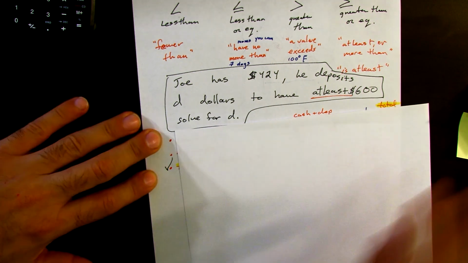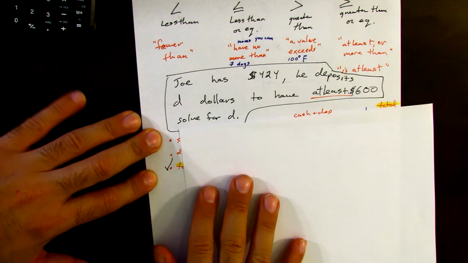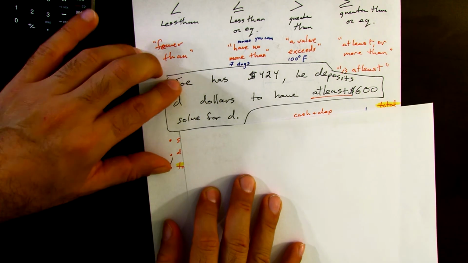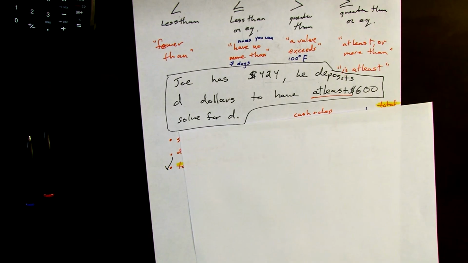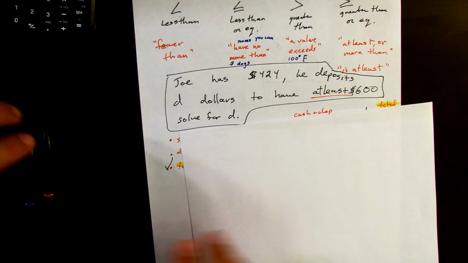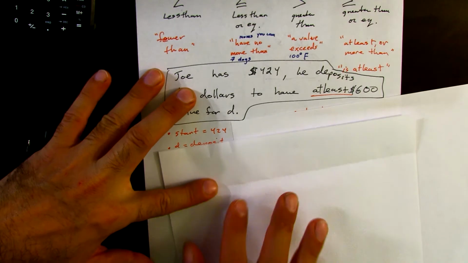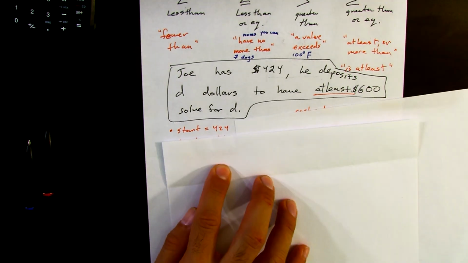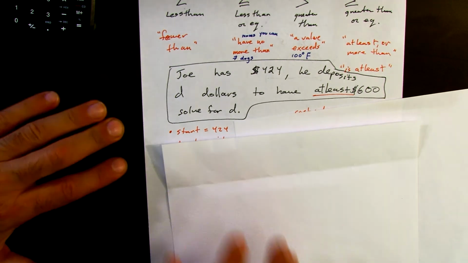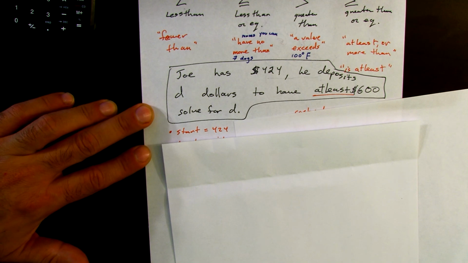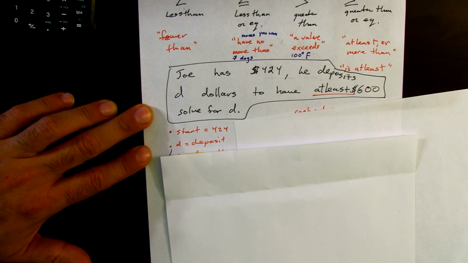All right, I'm going to start to input some of the info, and we'll see what we have. All right, Joe has $424, and that's going to be important information. So I'm going to move that over, right? Because I know I start with 424. I could have put a dollar sign there. That would have been more accurate. And then I look here. What else do we have? He deposits D dollars. So he deposits D dollars. That's another thing we don't know.